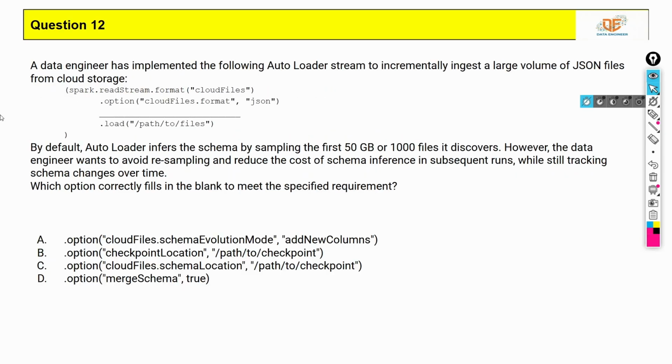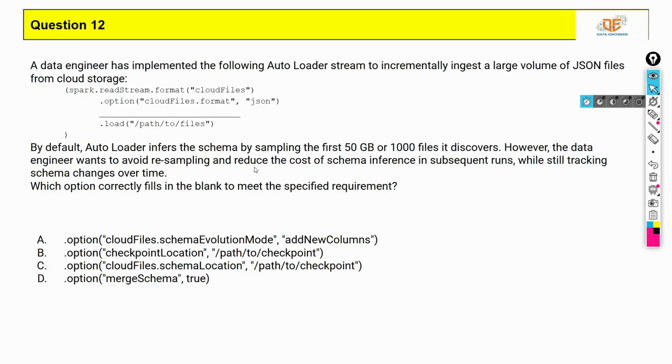So the answer is A. In question number 12, a data engineer implemented an Auto Loader stream to incrementally ingest a large volume of JSON files from cloud storage. By default, Auto Loader infers the schema from the first 50 GB or 100,000 files. However, the data engineer wants to avoid resampling and reduce the cost of schema inference in subsequent runs, while still recognizing schema changes.